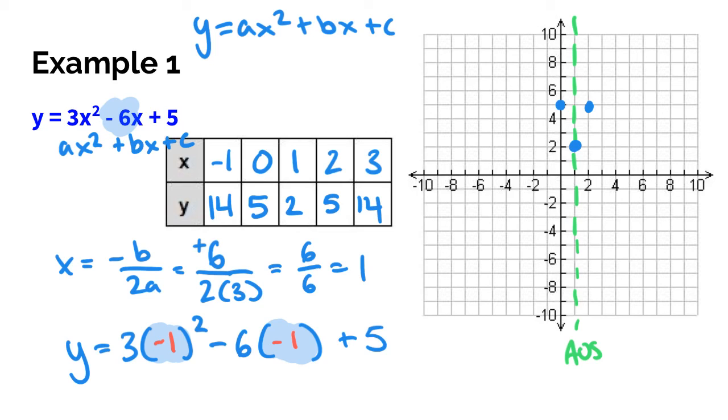Now my graph only goes to 10, so 14 would be all the way up, way above 10, all the way up somewhere right there. So again, what I'm going to get is a very skinny parabola that goes upward.